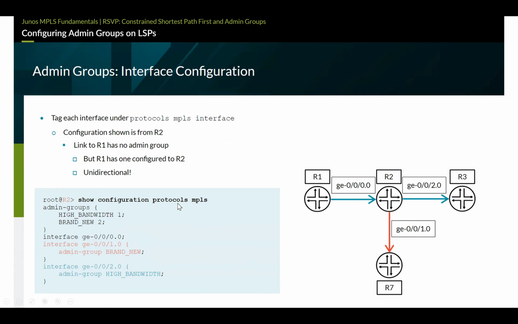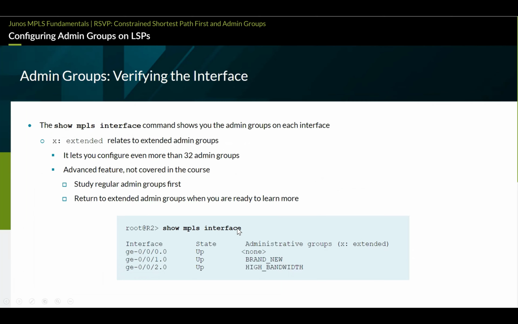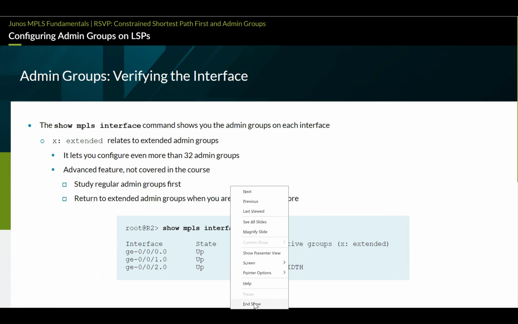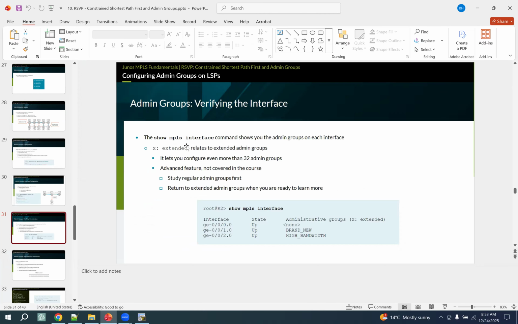So for the configuration under protocols mpls, you have to define the admin groups first, and then configure admin groups on the interfaces. So there are two steps. Number one, you have to define the admin groups, and number two, you have to apply these admin groups on the interfaces.